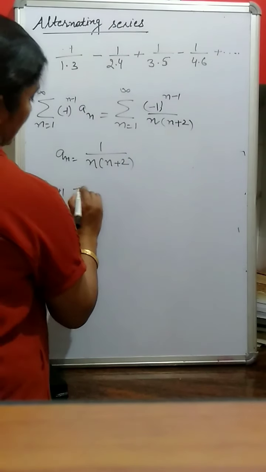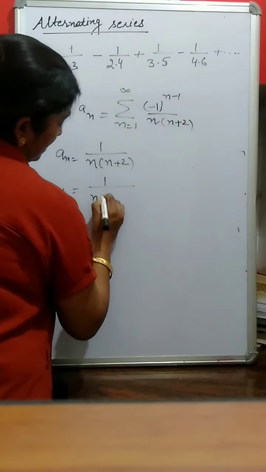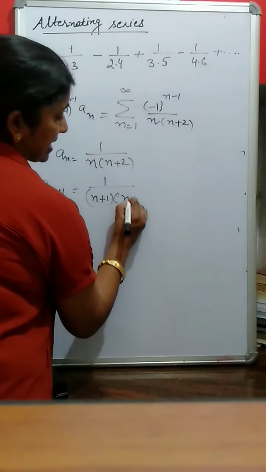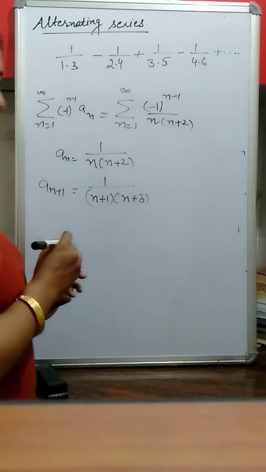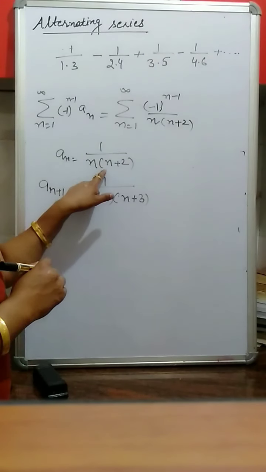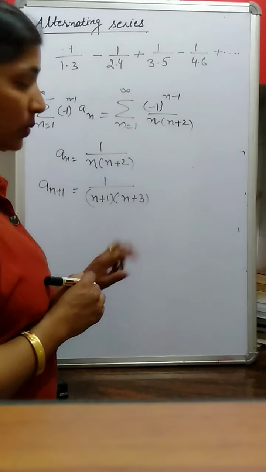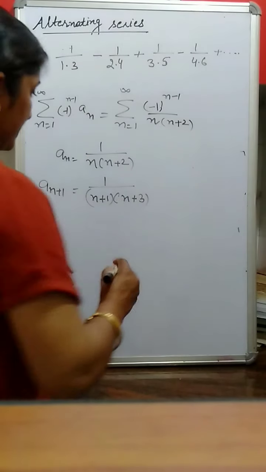So what is a_{n+1}? It is 1 upon (n+1)(n+1+2), which is (n+3). Now a_n is this, a_{n+1} is this. In the numerator, both the terms are equal, so we want to check the denominator.